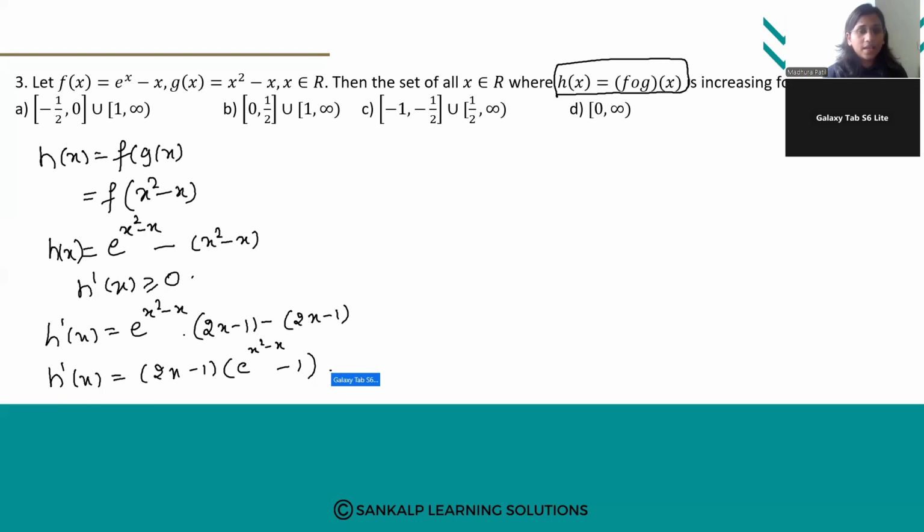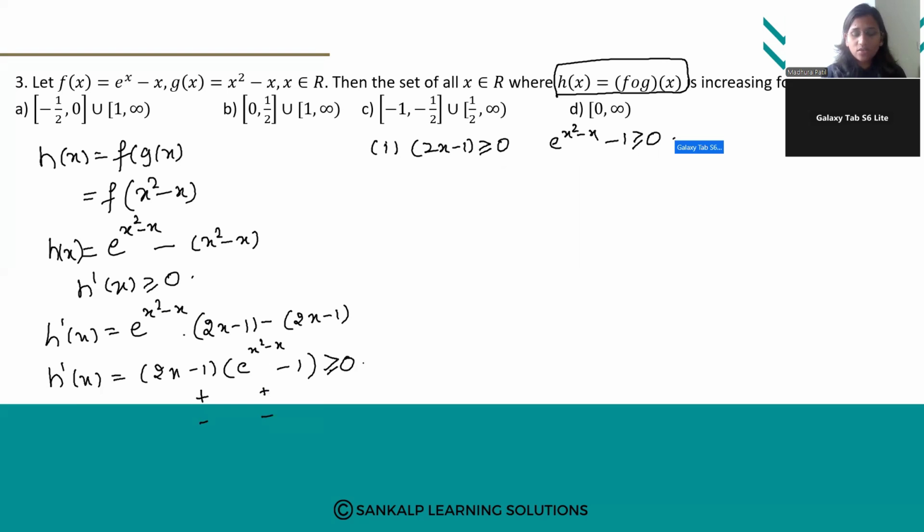Since it is an increasing function, I can write this as greater than or equal to 0. Now, since we have two factors and the product has to be positive, either both have to be positive or both have to be negative, because plus into plus is plus, minus into minus is plus. So we will get two conditions here. First, both are positive.